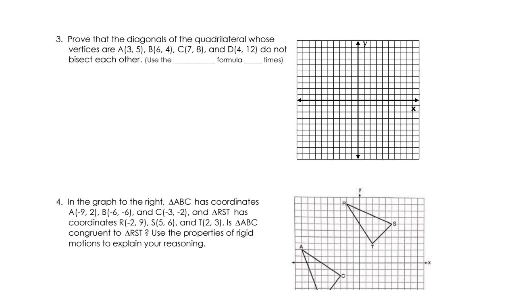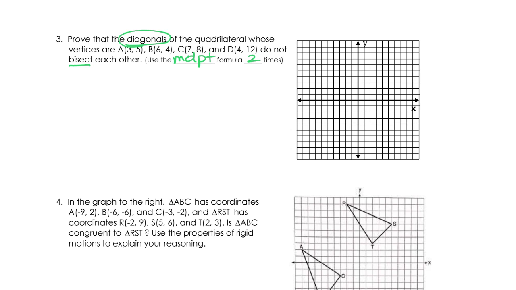Right, guys, we're on the back side of day 7 notes, and in number 3, it says, prove that the diagonals of the quadrilateral whose vertices are A, B, C, and D do not bisect each other. Bisect means to cut in half, and the halfway point is called the midpoint. So we're going to use our midpoint formula, and we're going to do it 2 times, okay?